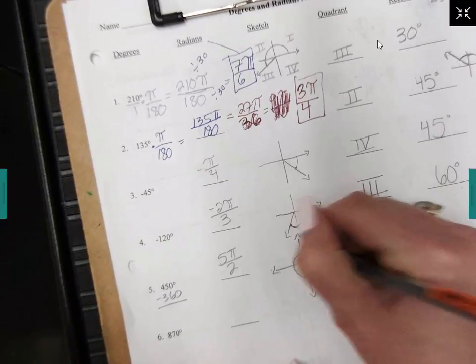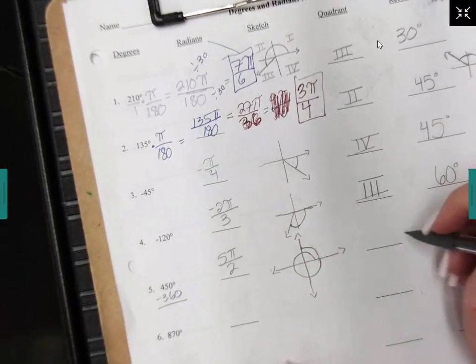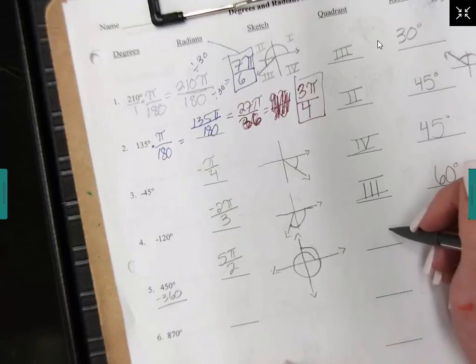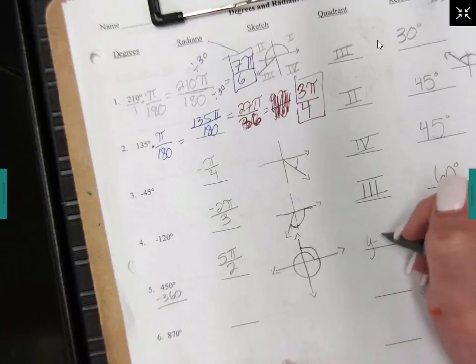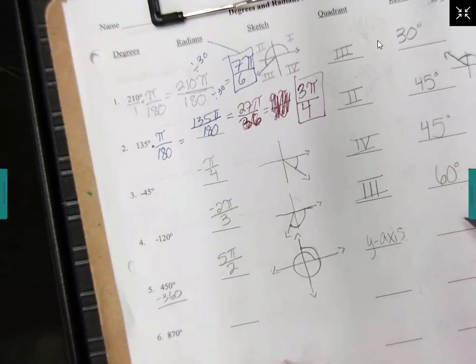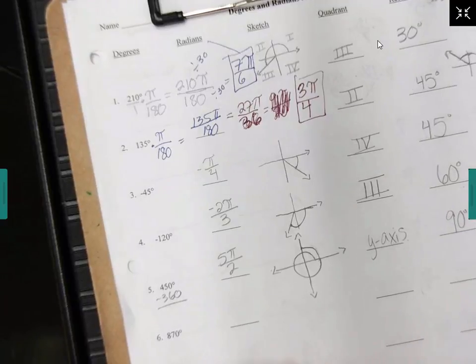So right here, that means our reference angle, since we're not in a quadrant, you could just put y-axis. What would our reference angle be? 90 degrees, because we are 90 degrees away from the x-axis. Do you see that? Are there any questions?